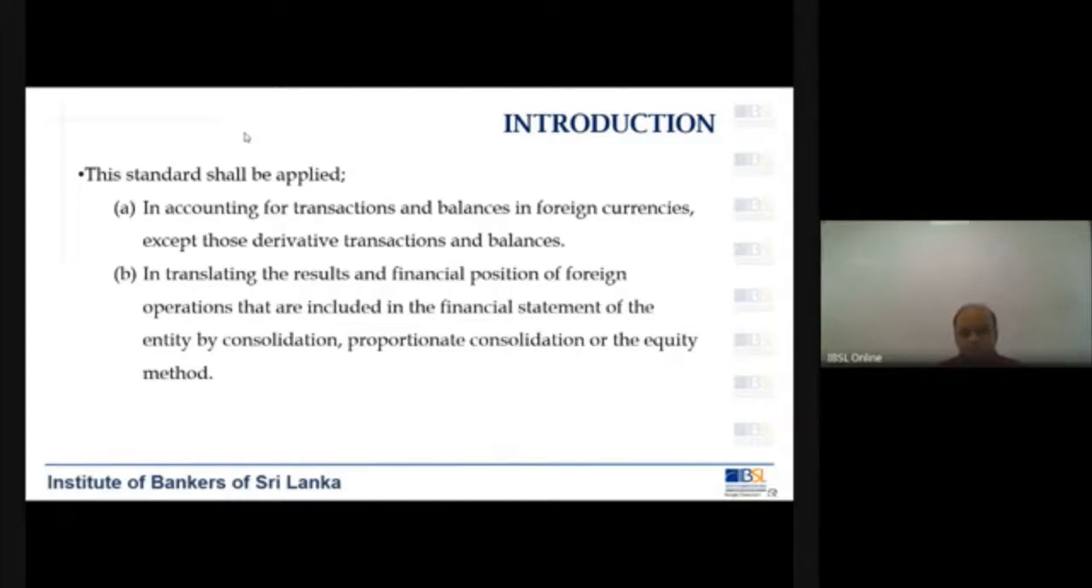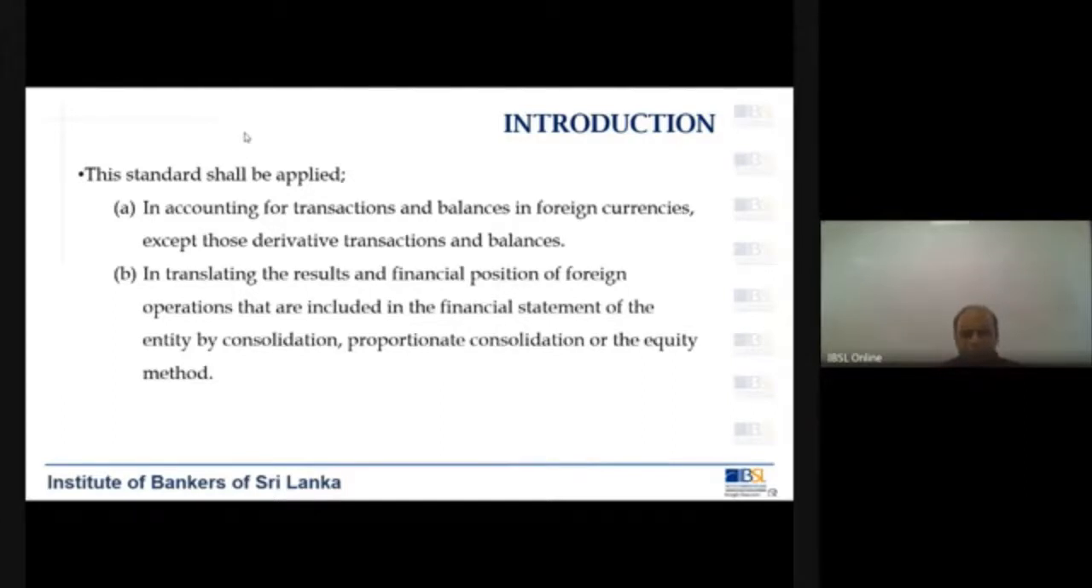Okay, you have a branch. So now what happens when you present your financial statements? When you present your financial statements, now you have your head office in Sri Lanka. Let's say you have a branch in US, right? Very unlikely, but still we take that example. We have a branch in US.